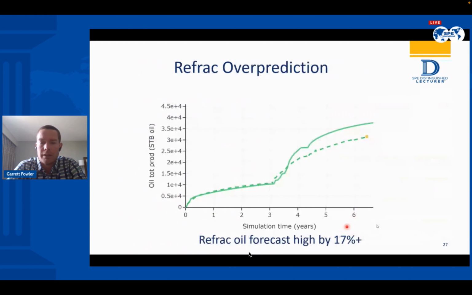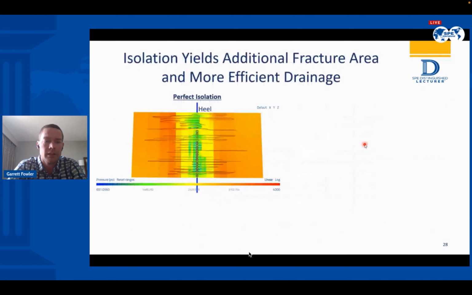If we apply those same model parameters to this primary period as we do to the refrac period, you'll see that we overpredict the productivity of this system by 17 to 20%. The reason is that we are generating a lot of new fracture area. These longest fractures here are the primary fractures that were generated during that initial completion at time 0. When we go in and refrac, you can see we generate a tremendous amount more fracture area.